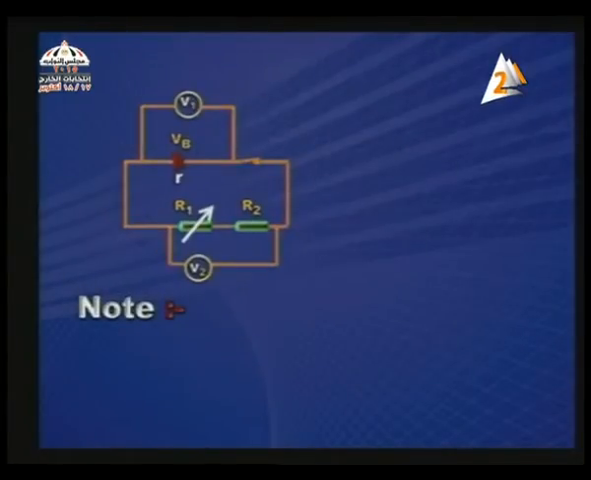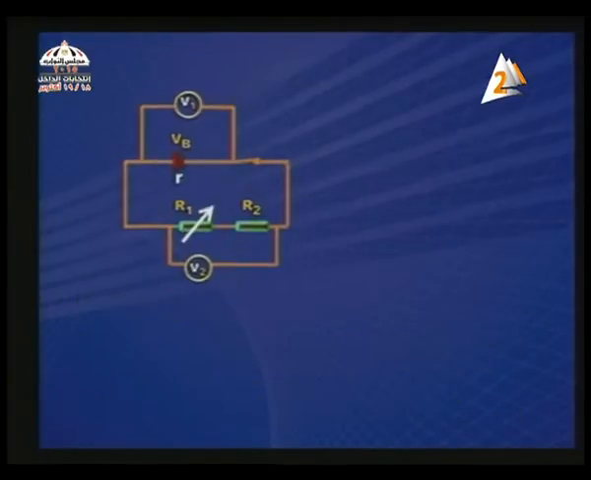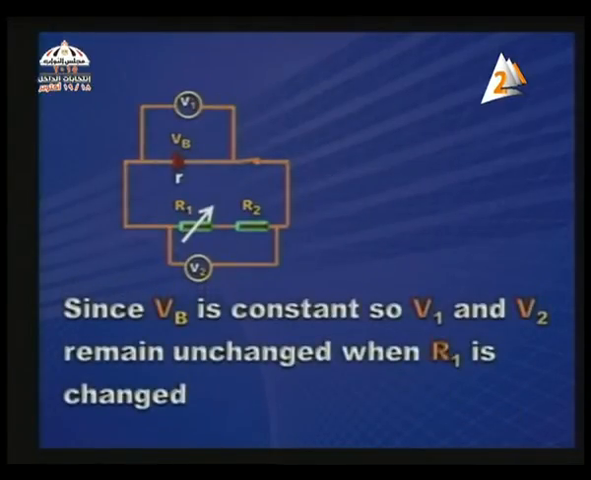Your attention, we've got something interesting here. V1 equals V2 equals V battery, if r is equal to 0. If r is equal to 0, V1, which is the terminal voltage, will be equal to V battery. V1 equals V2 will be equal to V battery, and of course they won't change by increasing or decreasing R1, if r small is equal to 0. Since V battery is constant, V1 and V2 remain unchanged when R1 is changed.